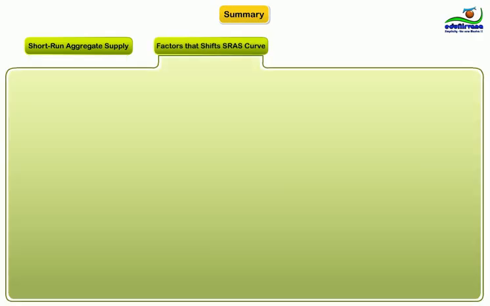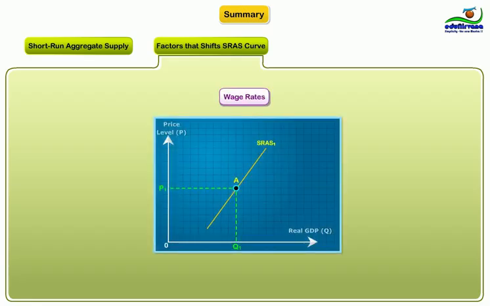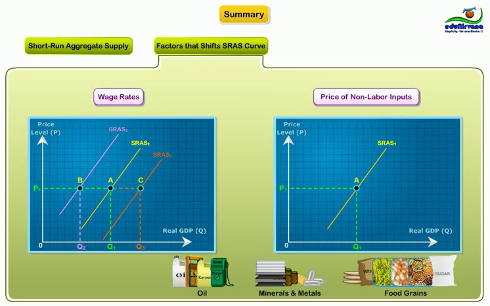Then, the factors that create shifts in the SRAS curve were discussed. Wage rates. A rise in equilibrium wage rates leads to a leftward shift in the aggregate supply curve. The steps are simply reversed for a fall in equilibrium wage rates. Prices of non-labor inputs. An increase in the price of a non-labor input, for example oil, shifts the SRAS curve leftward. A decrease in the price of a non-labor input shifts the SRAS curve rightward.